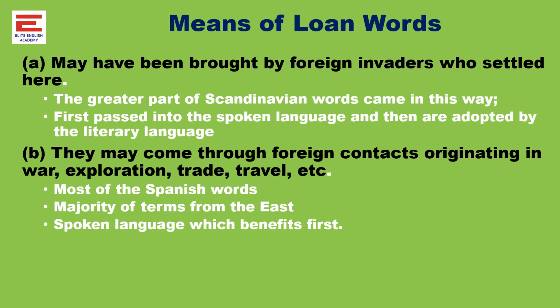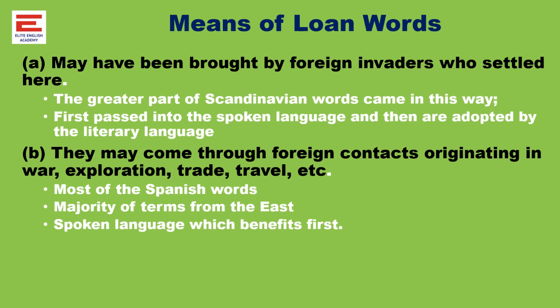Number one, they may have been brought by foreign invaders who settled here. For example, first the Scandinavian invasion was there, then early Latin terms. The French influence was there, the Norman conquest was there, and the Greek invasion was there. Due to the foreign invasion, the people who settled in England, these loan words came into existence in England. Second, some words could have come through foreign contacts that originated in war, exploration, trade, travel, etc.